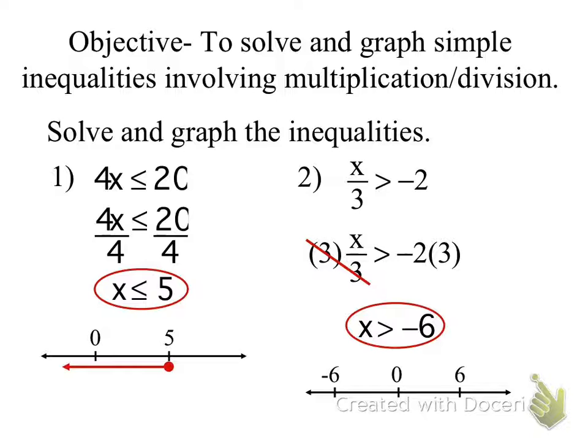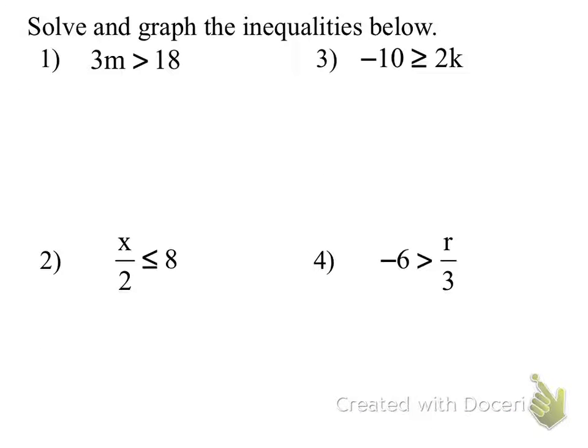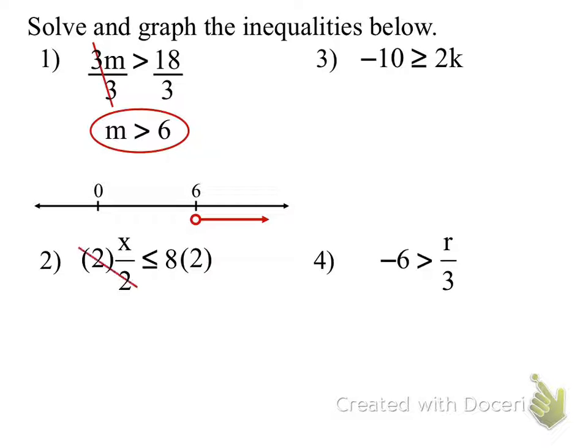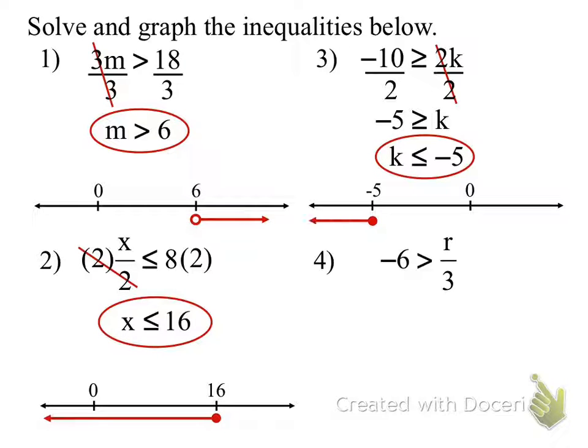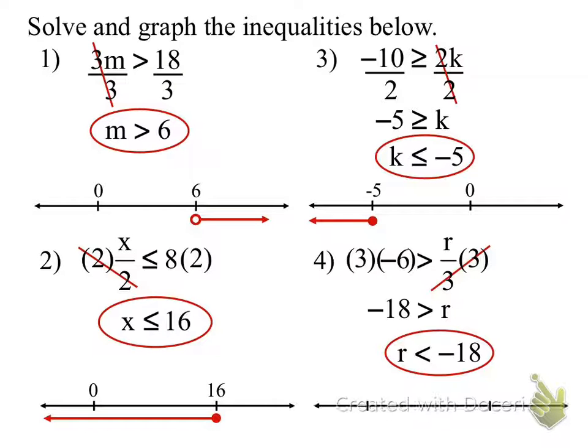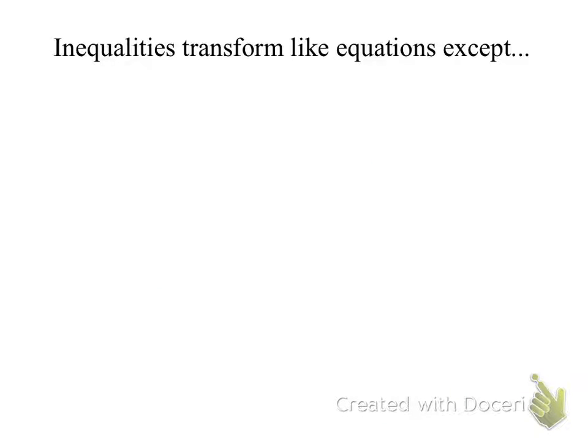You only need 2 numbers on your number line. X is greater than negative 6. It's an open circle, and it's going to the right. Now, when it gets tricky, I'm going to go forward a couple slides, a couple problems, is when we are multiplying or dividing by a negative. Does anybody remember what happens when we are multiplying or dividing by a negative?